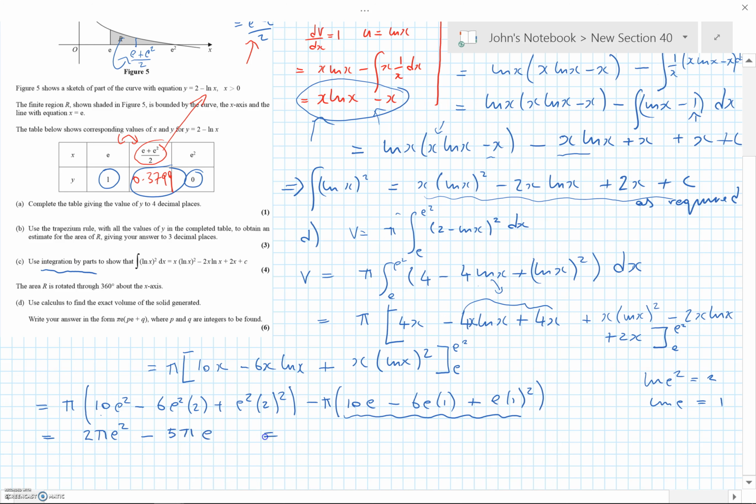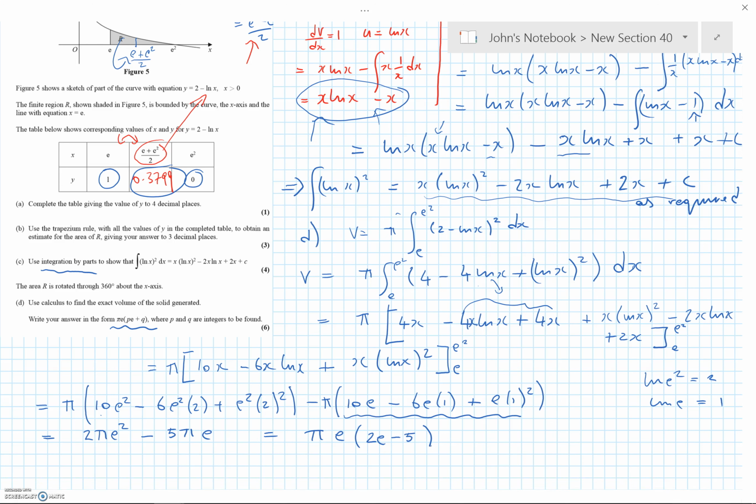Let's factorise that nicely because it wants it in that form. So the final answer is 2 pi e (2e minus 5), and that's our volume, and that's that question done.